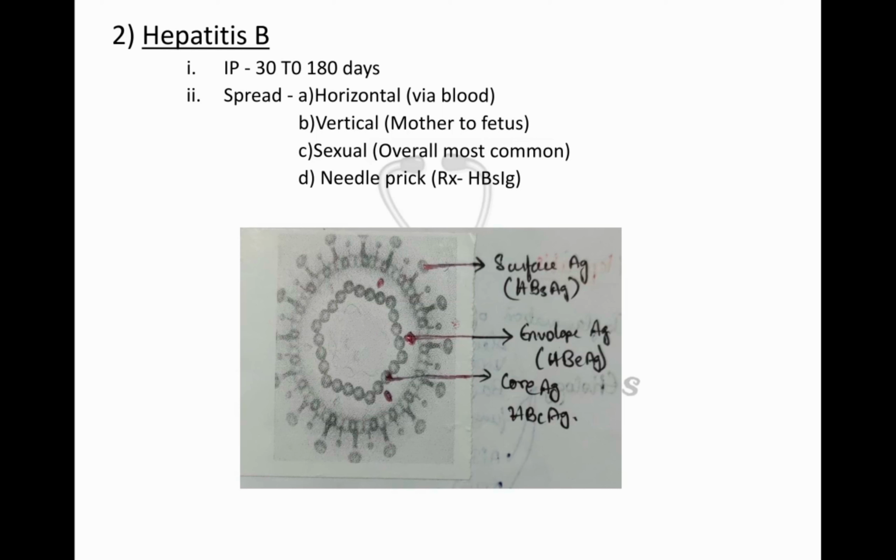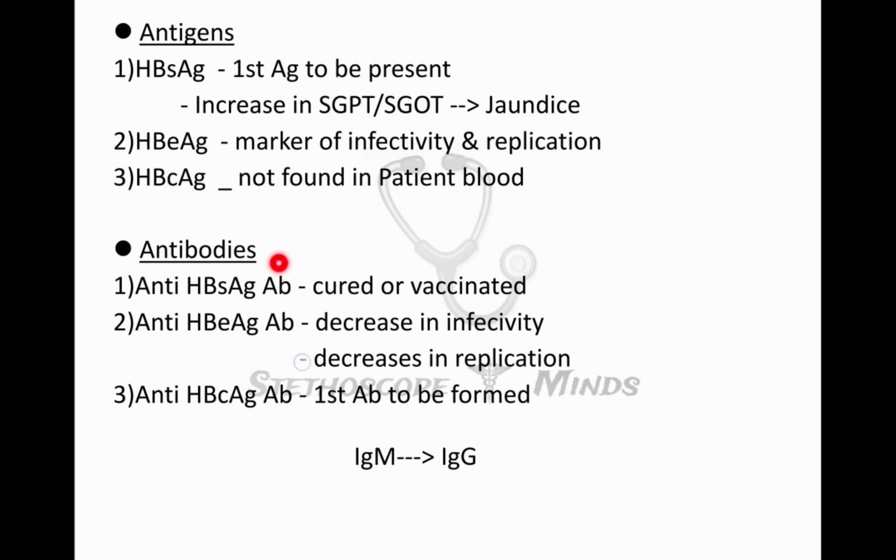This is the image of hepatitis B, and make sure about the terms like HBsAg, HBeAg, and HBcAg. HBs, S means surface antigen, HBe means envelope antigen, and HBc means core antigen. With the help of these terms we can easily crack the questions. Let's first look at antigens.